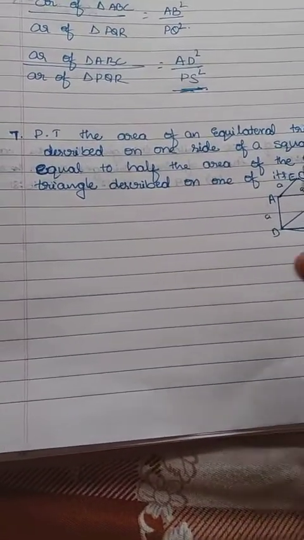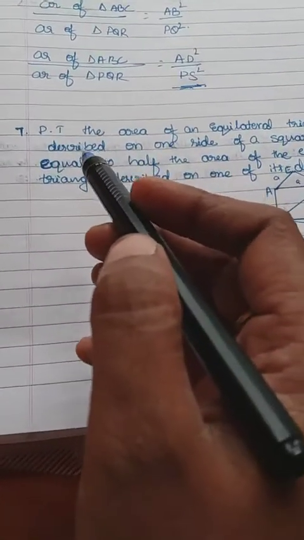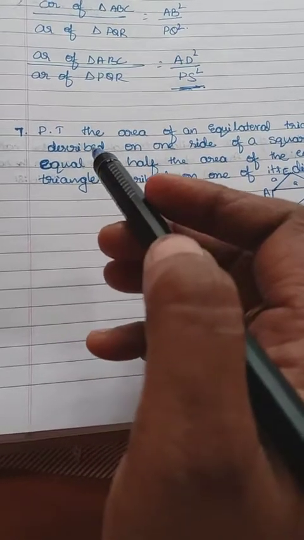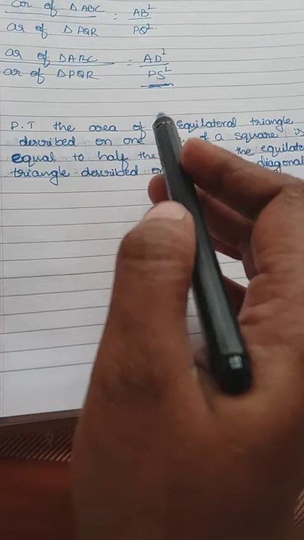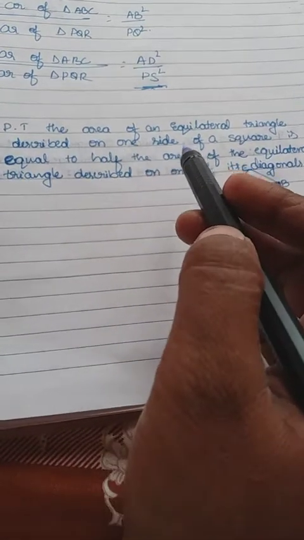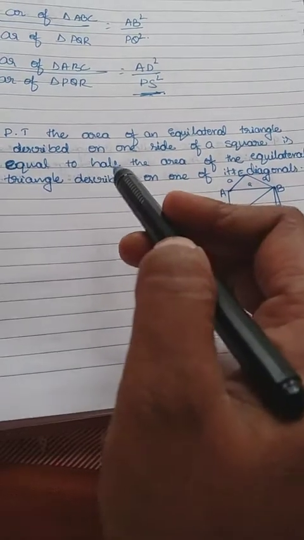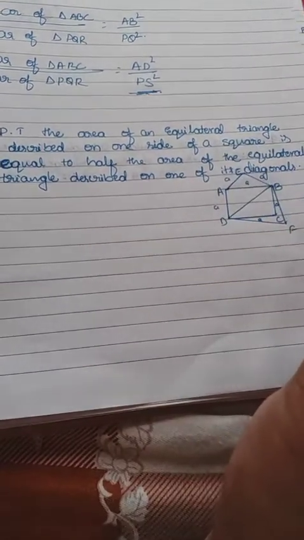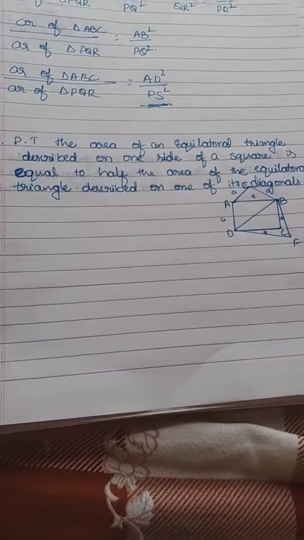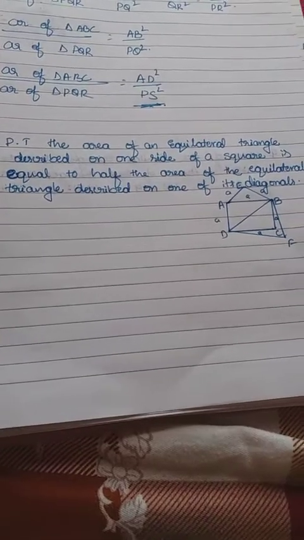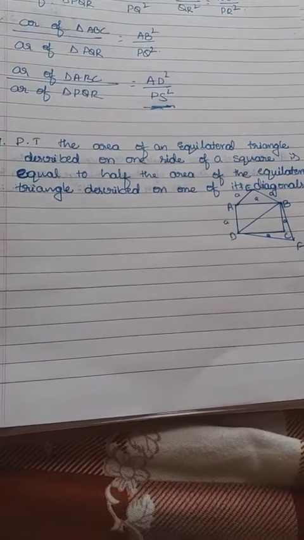Hello students, we have to move to almost the last part in exercise 2.4. Now we are in the seventh sum. Let us read the sum. Prove that the area of an equilateral triangle described on one side of a square is equal to half of the area of the equilateral triangle described on one of its diagonals. Okay, so first you have to understand this sum, then it will be easy.